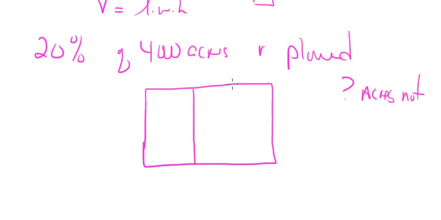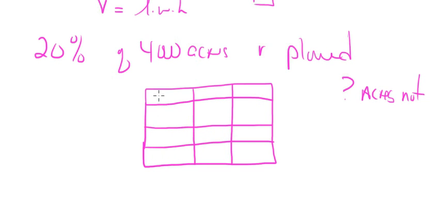If we did a ratio box, how many acres are not plowed? This is what goes in here. Now, this is a percent problem, right? Does the percent go in the first column or in the middle or over here? The last column. Wait, I'm sorry, it's middle.